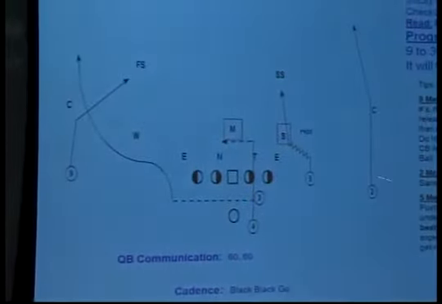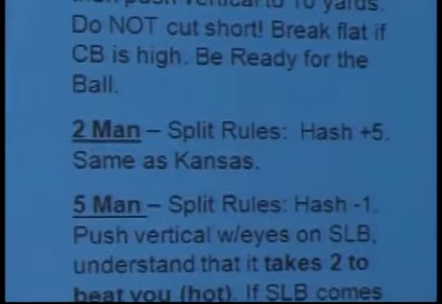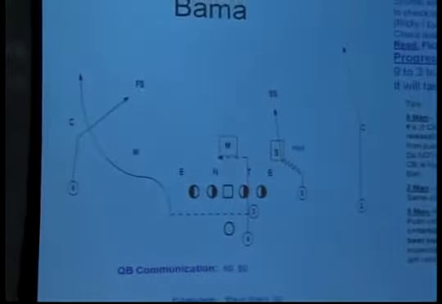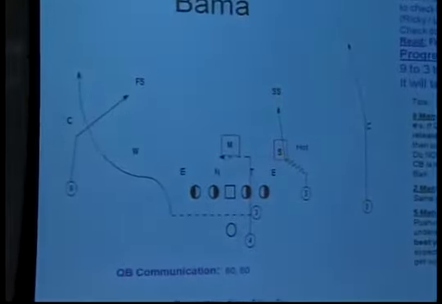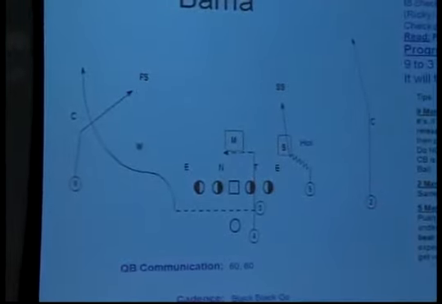All right, 2-man. 2-man, your split rules are +5 from the hash, and we want you to run same as a Kansas, same as Deuce, Kansas. Okay? Again, keeping it flat, bang 8, so to speak. Again, you're not going to get the football more times than not unless we got to scramble.